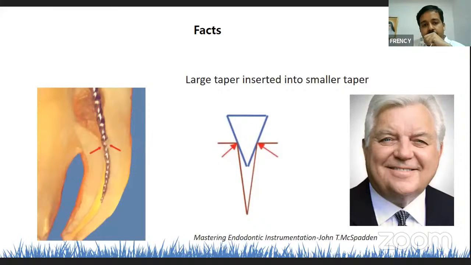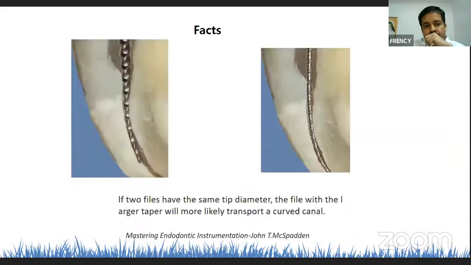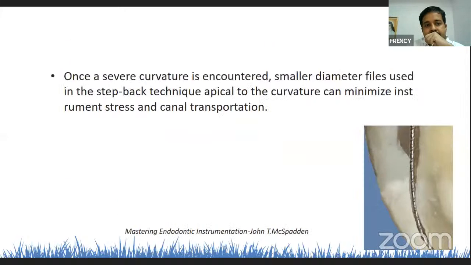If you are directly going with larger taper files or larger size files for the crown down technique, what will happen? The larger taper instrument will be locked inside the smaller taper of the canal, which may cause unnecessary instrument stress and separation. Also, it may cause transportation of the canal. So you have to use smaller taper files and smaller tip files to increase the coronal flare. Once a severe coronal curvature is encountered, smaller diameter files should be used in a step-back technique apical to the curvature, which will minimize the instrument stress and canal transportation.